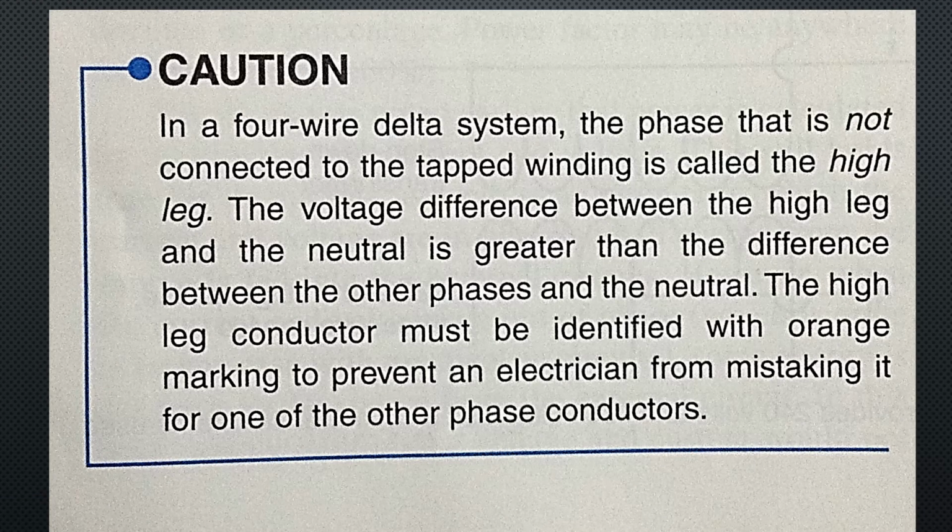Here again is that very important notification about the high leg on a 4-wire delta system that is not connected to the tapped winding. The wire that is not connected to the tap winding is the high leg.